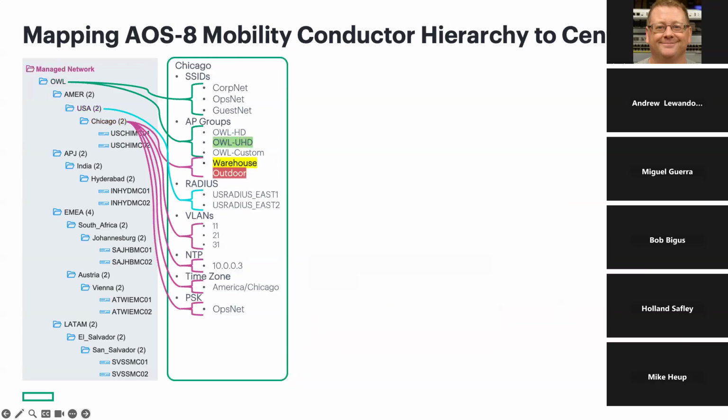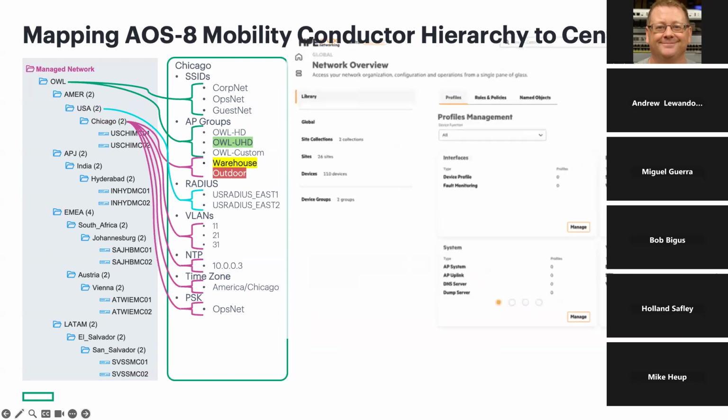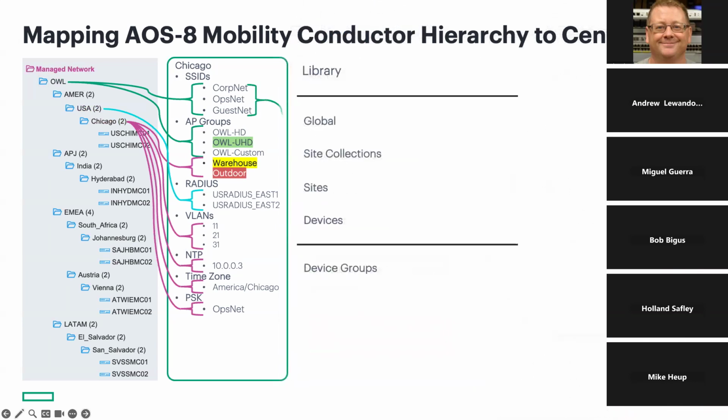So how would it look if we tried mapping it to New Central? The SSID is configured at the OWL level. When you find SSIDs configured at the OWL level, in a scenario like this one, you would move it to the global level, or you would apply that configuration to the controller level. We can then create a site collection named USA for this example and configure the radius servers here. We can create a site named Chicago, place it under the site collections, and assign it to be under that USA site collection.